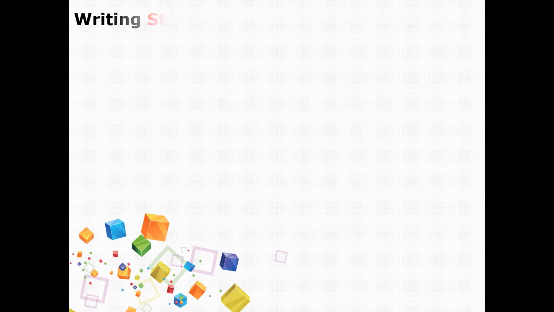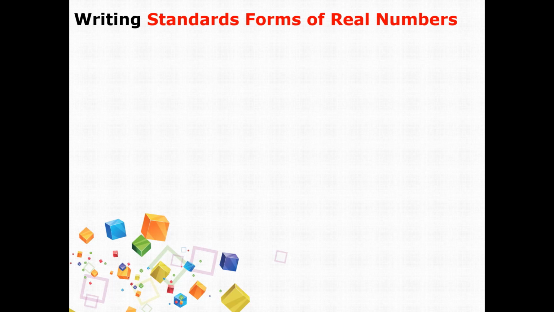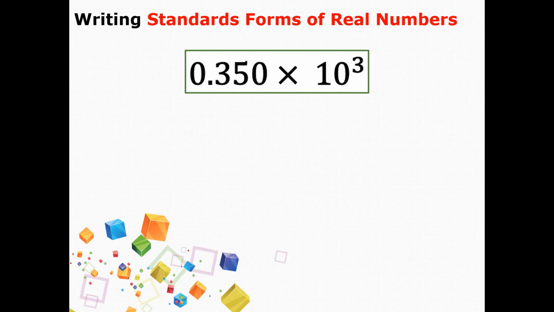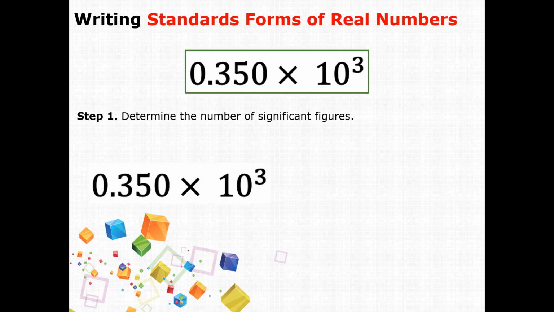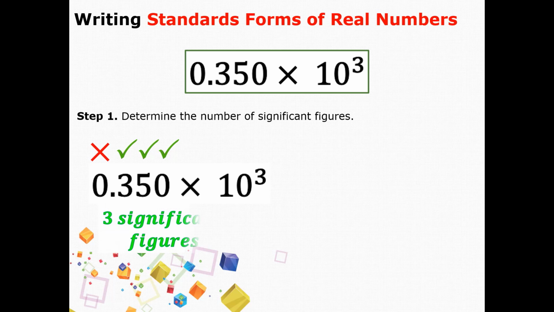We also need to write the standard forms, the real numbers given with scientific notations. In short, we are going to do the reverse operation. But first, let us still determine the number of significant figures. The leading zero is not significant, but since there is a presence of a decimal notation, the trailing zero is significant. We have 3 significant figures.